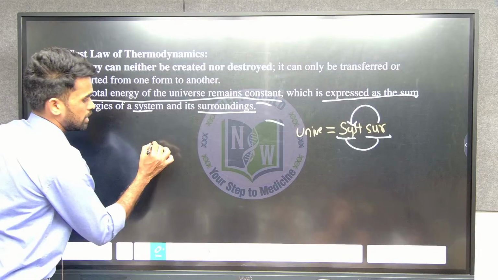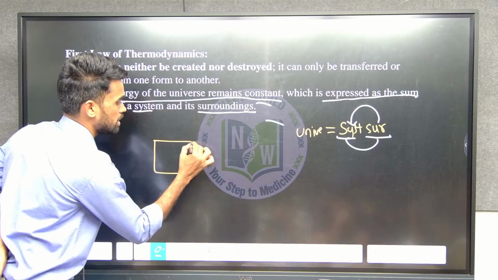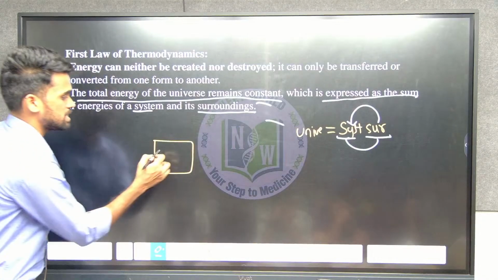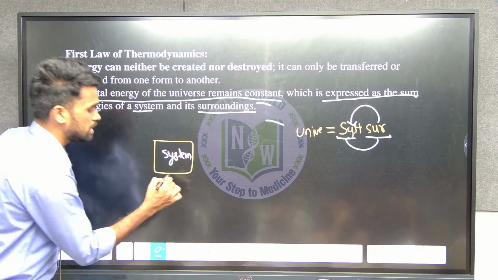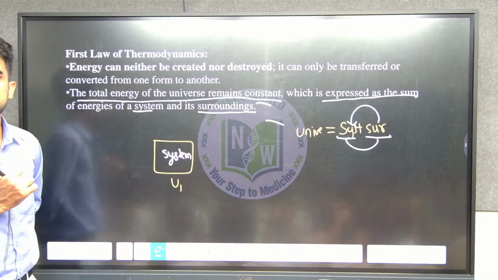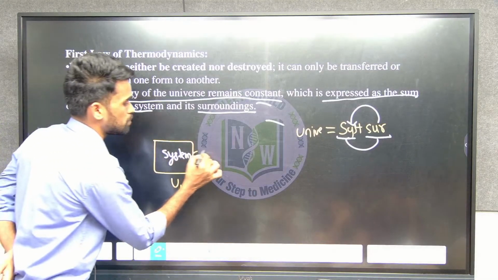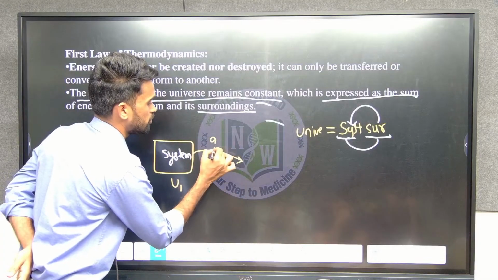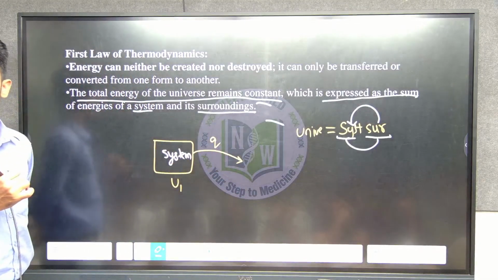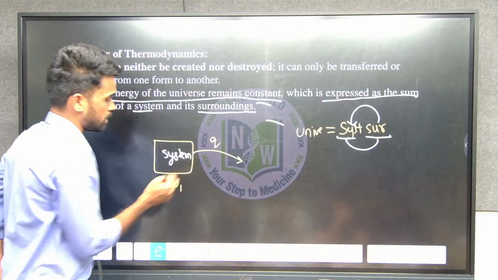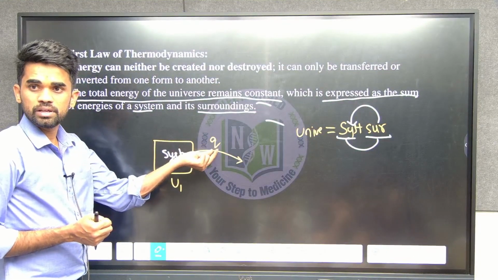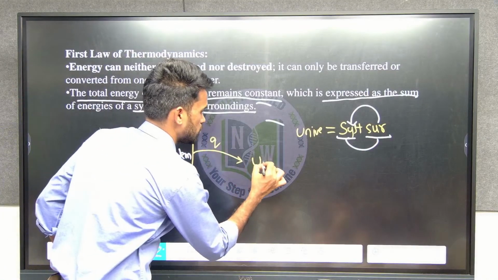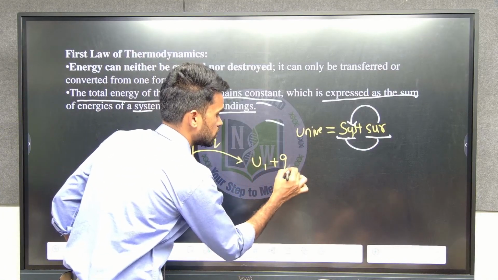See, if you take any matter, let us say this is a system having internal energy U1. What is its internal energy? U1. Now you are supplying some Q amount of heat. So now its internal energy, which was U1, becomes U1 plus Q.